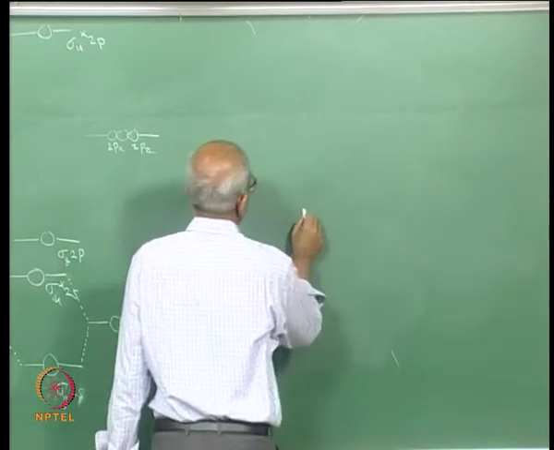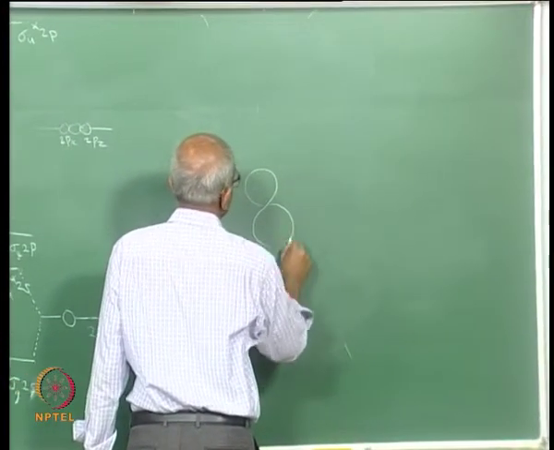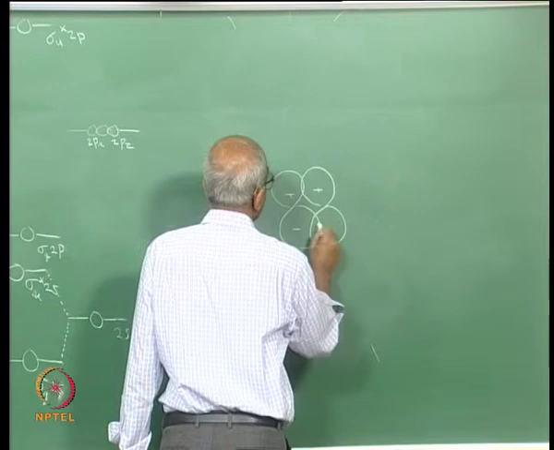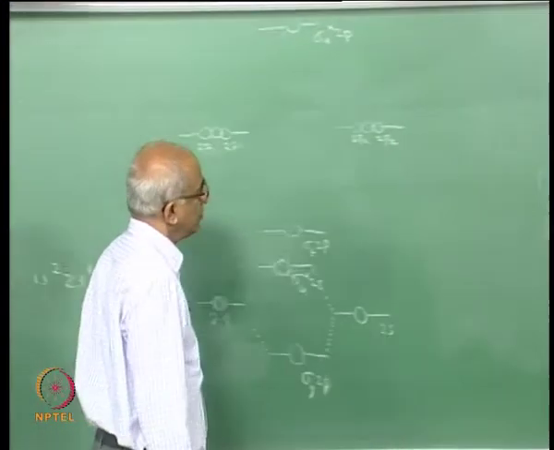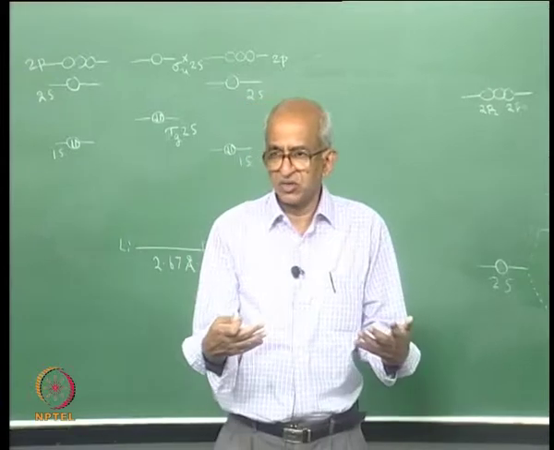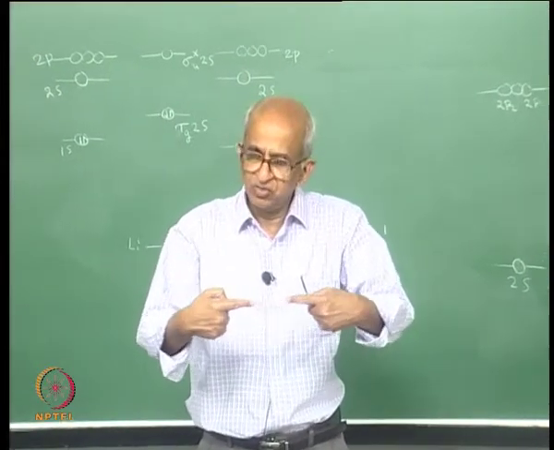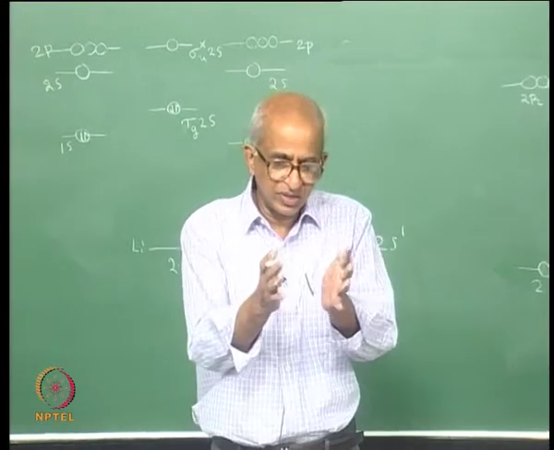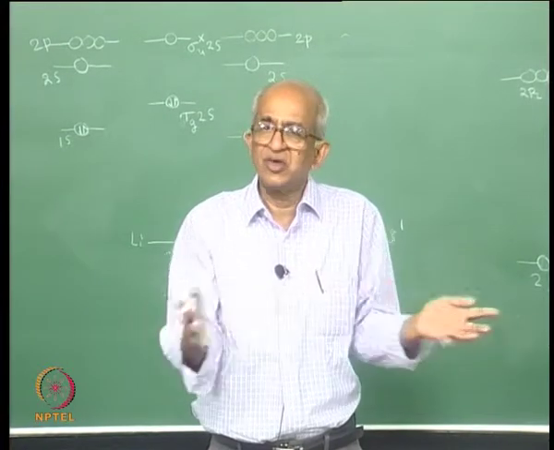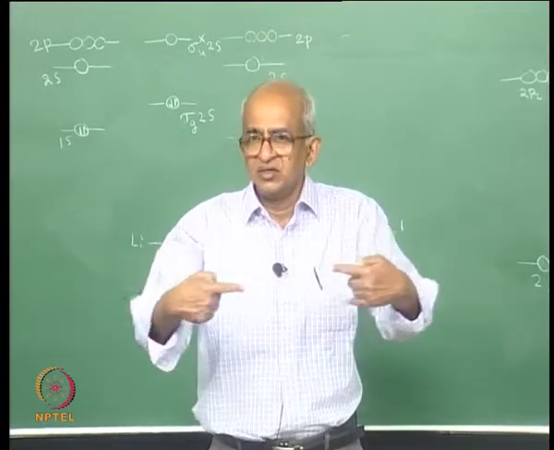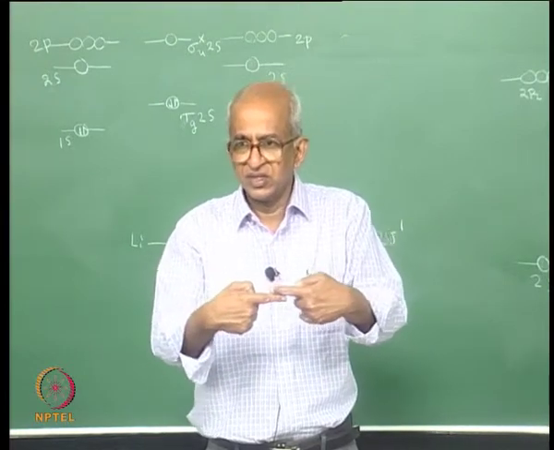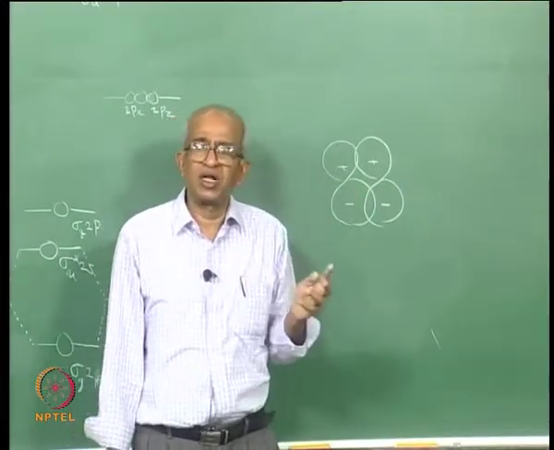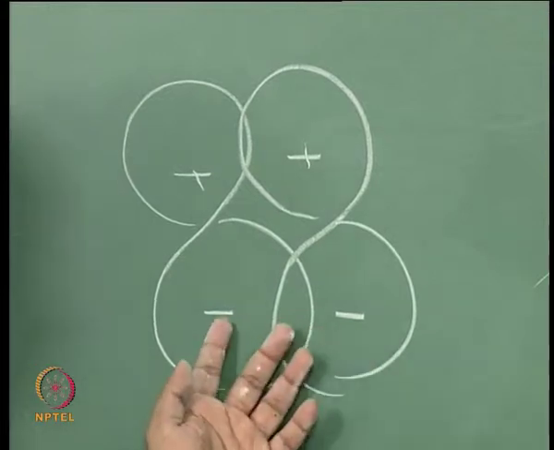So, here is 2px on the first, and there is 2px on the second. Clearly, the overlap integral is non-zero, but unlike the overlap between two 2pz's, which were pointing towards each other, these are not pointing towards each other, they are just overlapping sideways, and sideways overlap is not as efficient as overlap in the case where the two orbitals point towards each other. Therefore, you would expect that the value of the overlap integral as well as the value of HAB will be lower.